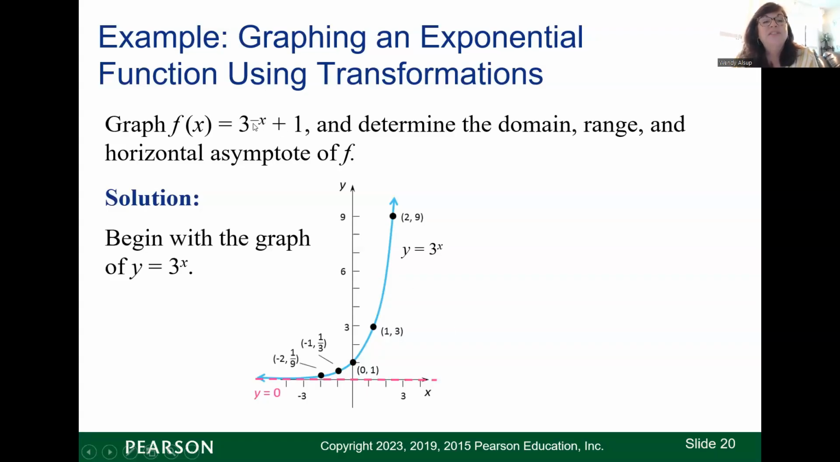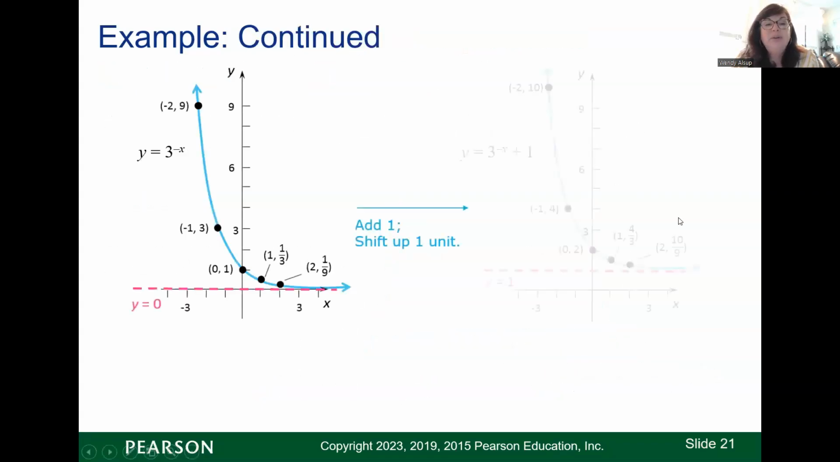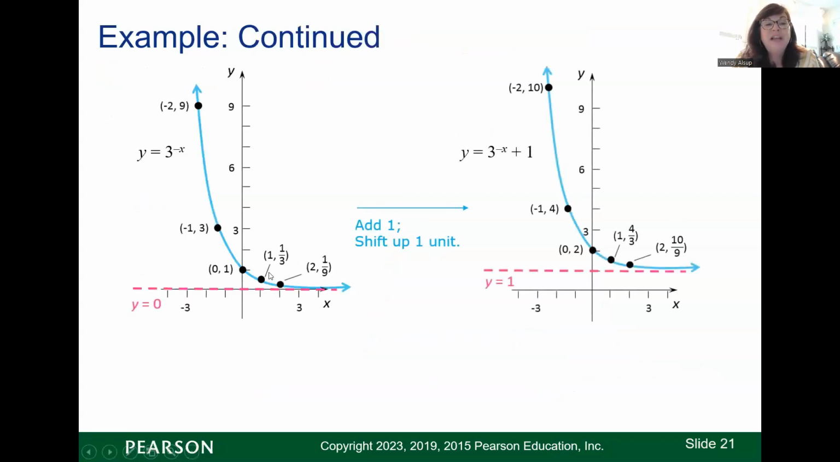Now, first, what does the negative x do? Well, the negative x is going to flip it around the y-axis, and the positive 1 will pick up the entire thing and move it up 1 unit on the y. So we're going to reflect around the y-axis. Here we go. And then we're going to shift everything up 1 unit. So from 0, 1 to 0, 2. Instead of negative 1, 3, we'll have negative 1, 4. So transformations work on these in the same way.